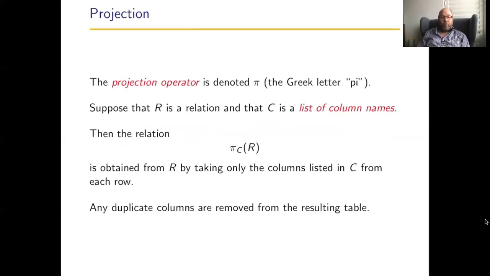Okay, how does projection work? Suppose that R is a relation and C is a list of column names. Then this is how you refer to it. Pi sub C is applying the operator pi with the list of variables C to the relation R. So R is the input, pi sub C is the operation, and what's left is the relations, and this should say rows.